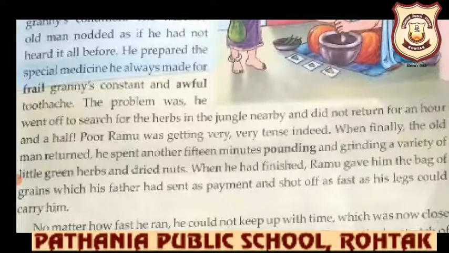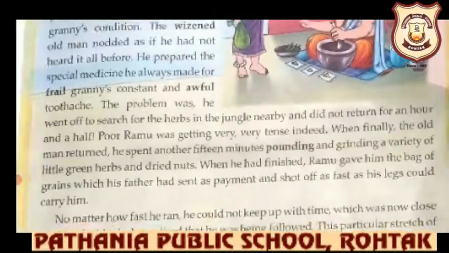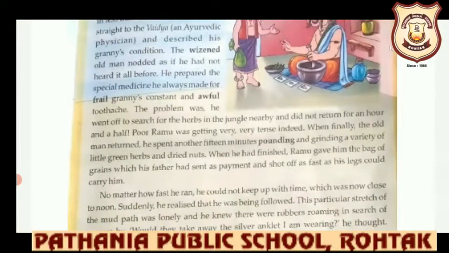Firstly, he is searching for the herbs, then he is coming back, then he is taking around 15 minutes in grinding those green herbs, and then after he has finished, Ramu gave him the bag of grains which his father had sent as a payment and shot off as fast as his legs could carry him. So at that time, what is he paying to the Vaid? The Vaid is giving him the medicine. In return, he is giving him grains.